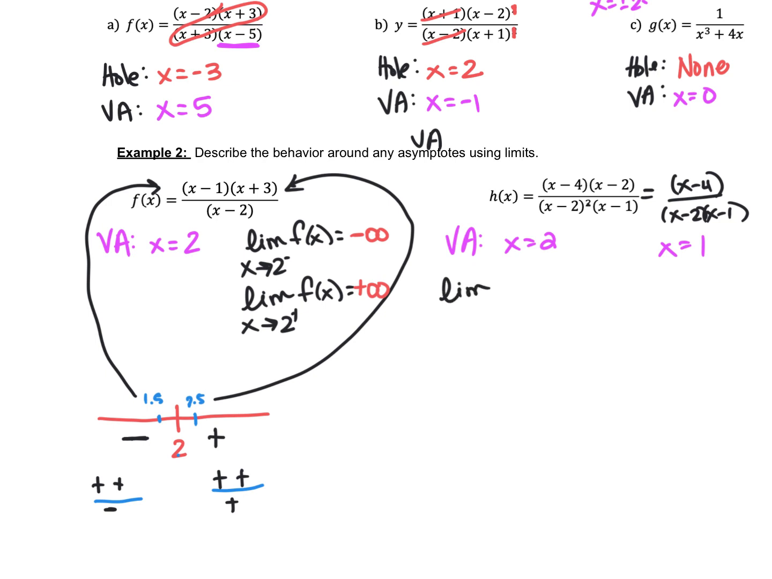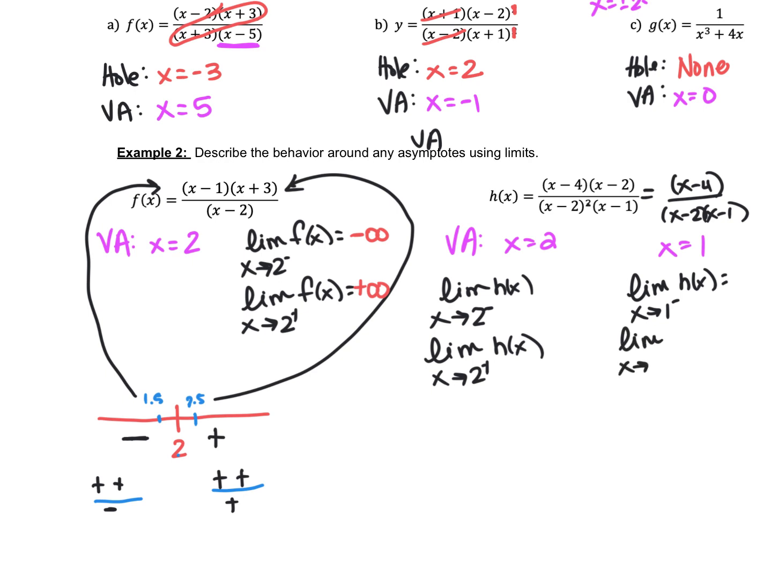I need the limit as x approaches 2 from the left of h of x, the limit as x approaches 2 from the right of h of x, okay? Then on the other one, I need the limit as x approaches 1 from the left of h of x, and the limit as x approaches 1 from the right of h of x. Okay, so we're going to need 2 sign charts, all right? All right, here we go. And we could kind of do them all at the same time, but I like to do them separate just so I know I didn't miss anything.